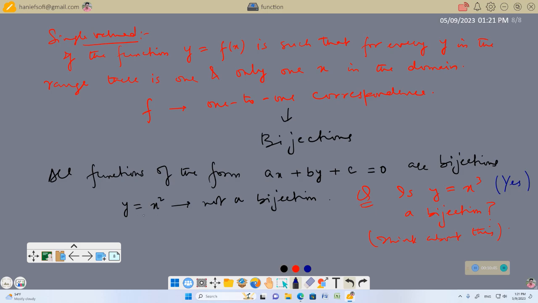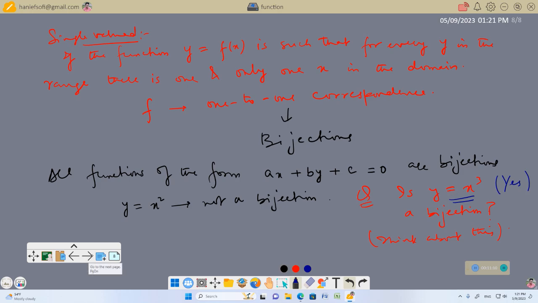Not like y is equal to x square. When corresponding to, for example, y equal to 4, we said x can be 2 as well as minus 2. Here is not that case. Corresponding to each value of y, you will have only one and only one value of x. So y is equal to x cube is a bijection. It is a one-to-one correspondence, right?